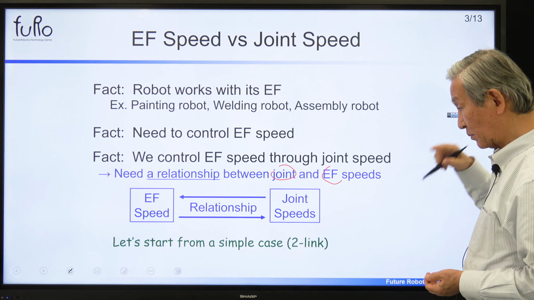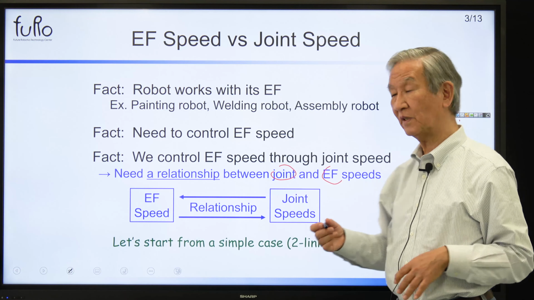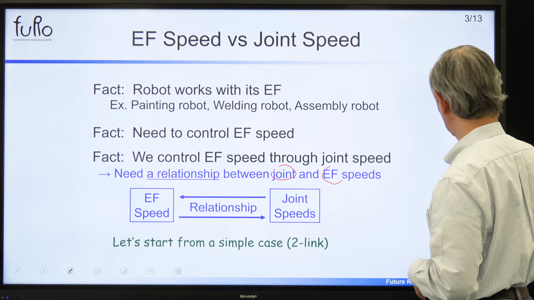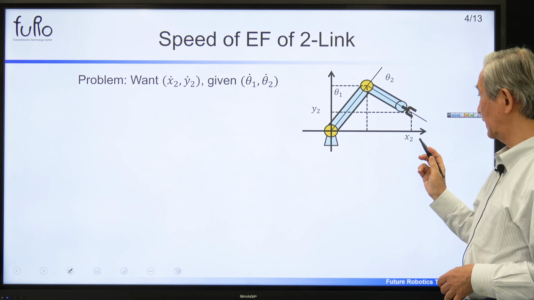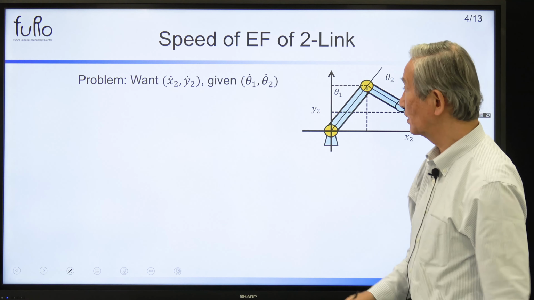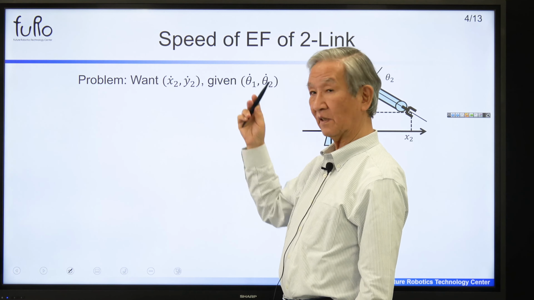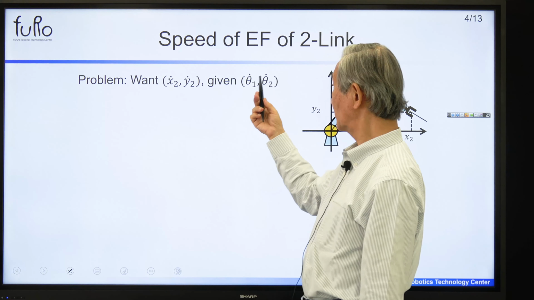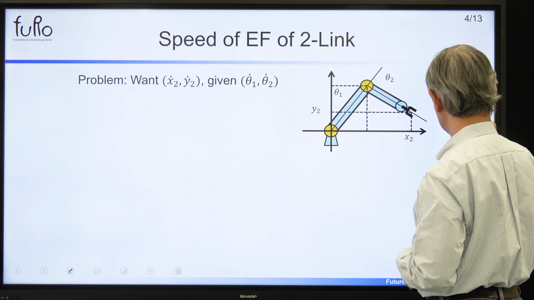Let's start from a simple case. Two-link manipulator, the one we started this lecture with. Okay, this one here, theta 1, theta 2, and you have x2, y2. So the speeds are x2 dot and y2 dot. That's the end-effector speed. And theta 1 dot, theta 2 dot, those are the joint speeds.